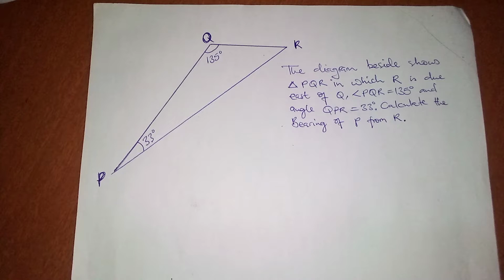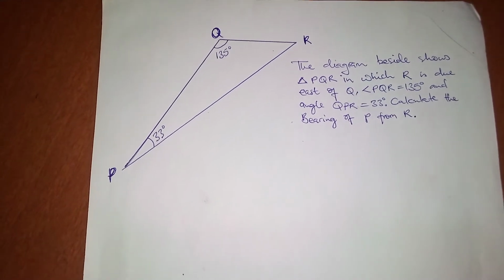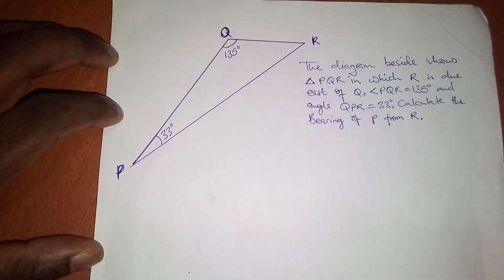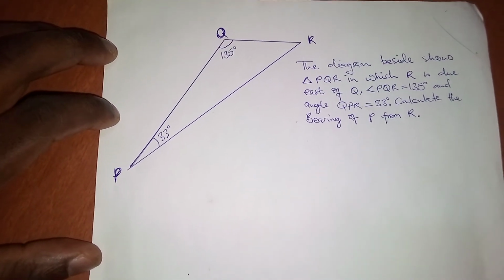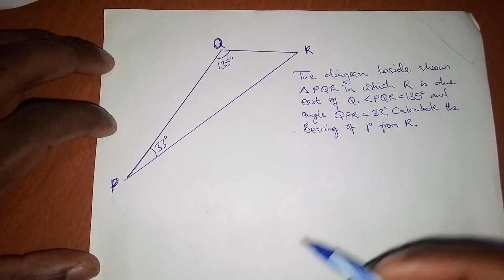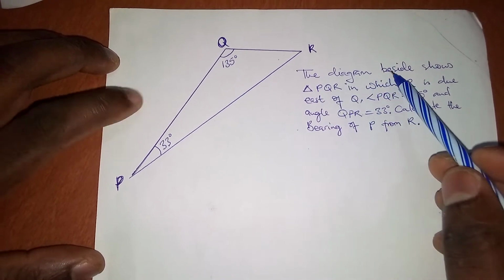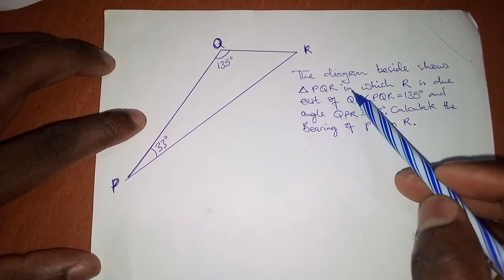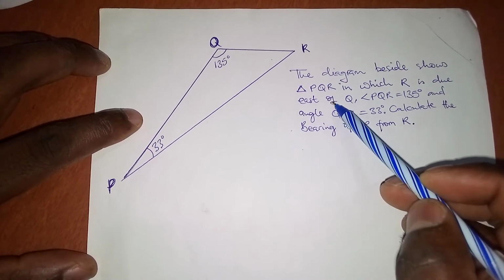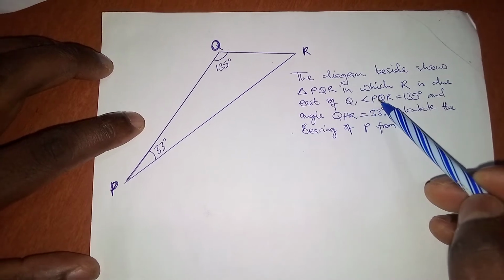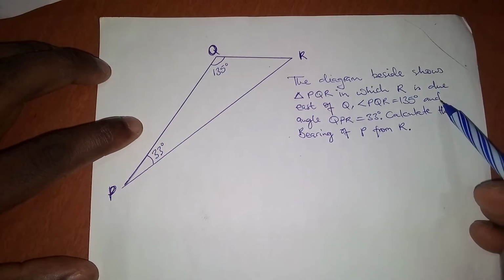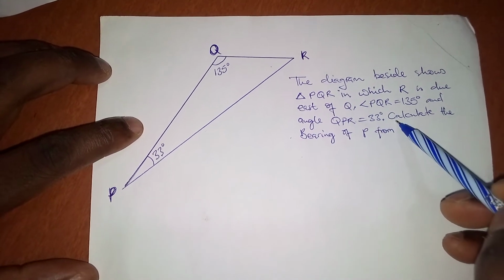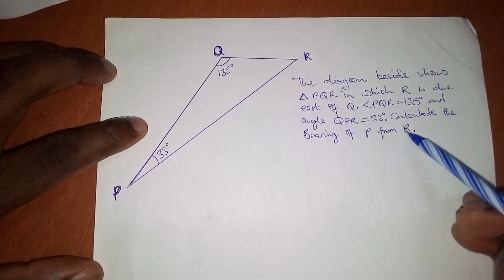In this video we're going to attempt a question from the 2015 Paper 1 August paper, and the question is coming from bearings. The question states that the diagram shows triangle PQR in which R is due east of Q. Angle PQR is equal to 135 degrees and angle QPR is equal to 33 degrees. Calculate the bearing of P from R.